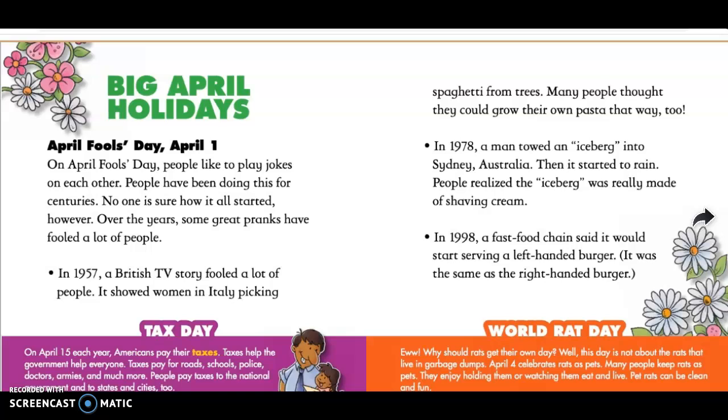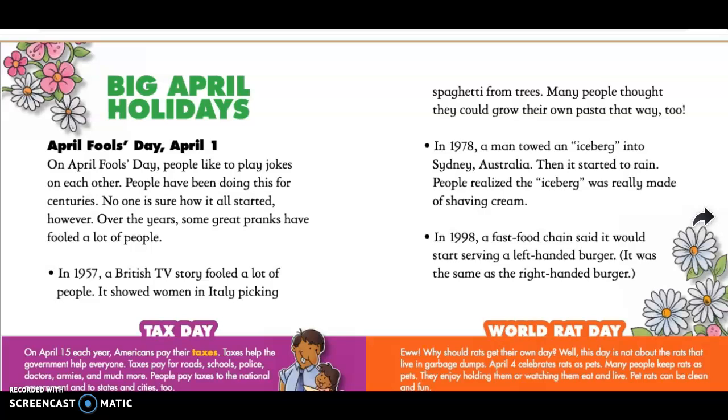In 1957, a British TV story fooled a lot of people. It showed women in Italy picking spaghetti from trees. Many people thought they could grow their own pasta that way too. In 1978, a man towed an iceberg into Sydney, Australia. Then it started to rain. People realized the iceberg was really made of shaving cream. In 1998, a fast food chain said it would start serving a left handed burger. It was the same as the right handed burger.